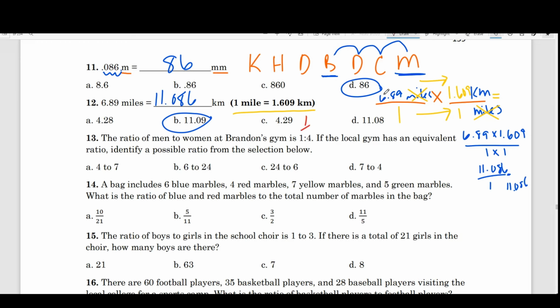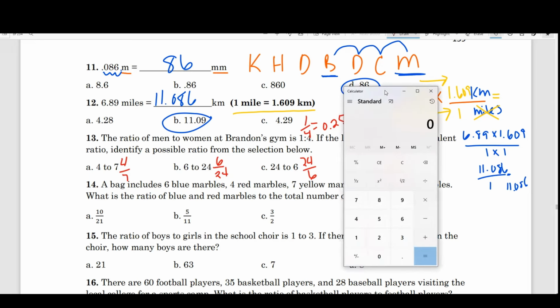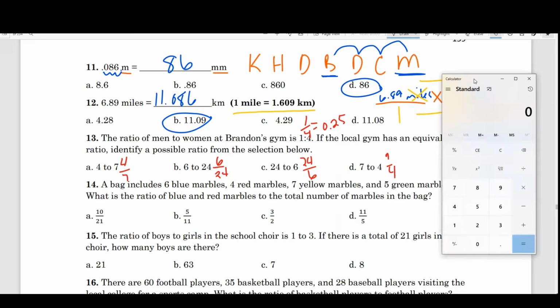If I have 1:4, that's like saying 1/4. If I do 1 divided by 4, that gives me 0.25. So I need to figure out which one of these is going to give me 0.25. I can say 4 to 7 is the same thing as 4/7, 6 to 24 is the same thing as 6/24, and so on. Then we convert everything to decimals. You could do it either way. If you like the way I taught it in the book, that's cool. If you prefer the shortcut, that's cool as well.